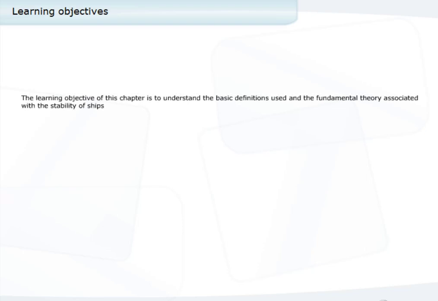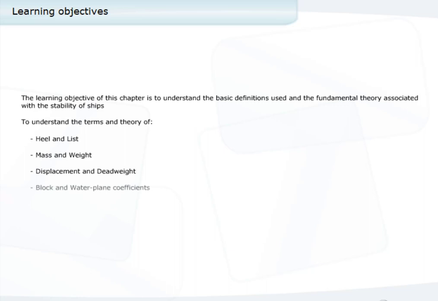The learning objective of this chapter is to understand the basic definitions used and the fundamental theory associated with the stability of ships. To understand the terms and theory of heel and list, mass and weight, displacement and dead weight, block and waterplane coefficients, Archimedes' principle, TPC and moments of mass.